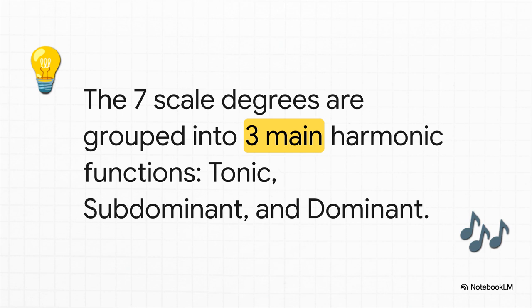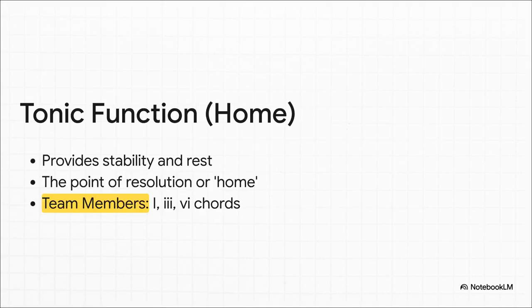So for now, just forget trying to memorize 7 different behaviors. Instead, I want you to just think about 3 core jobs, 3 harmonic functions. Pretty much everything in Western music, from pop to classical, boils down to how these 3 groups play with and against each other. First up, we've got the tonic function.